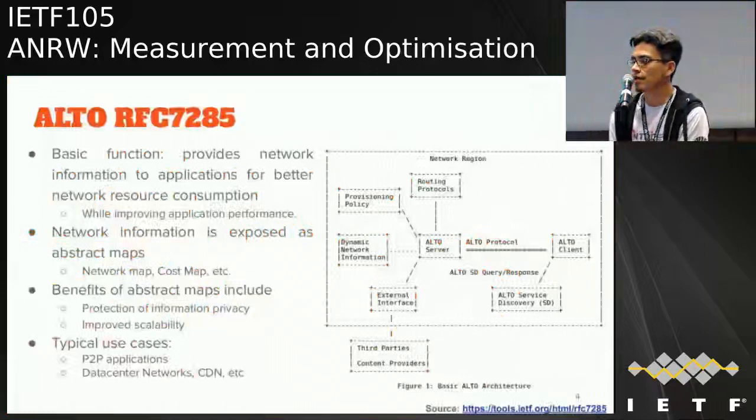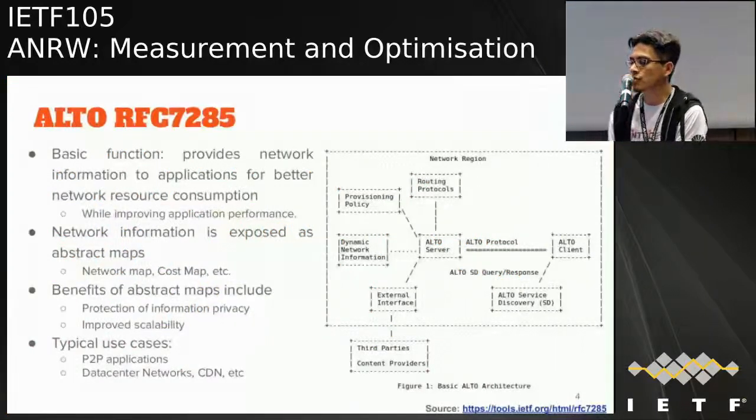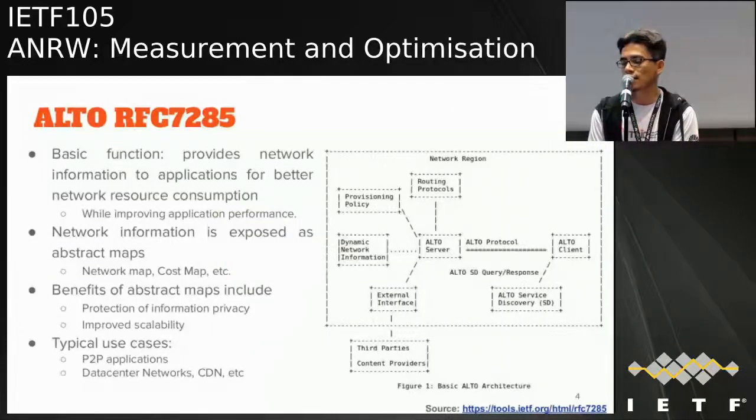So the ALTO protocol provides network information to the application in order to improve and maintain the application performance. Basically, the network information is exposed as abstract maps, such as network maps, cost maps, unified property maps, etc., in order to protect information privacy and improve scalability.